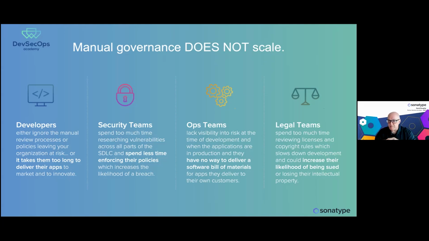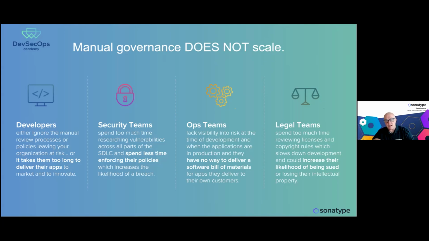Our security teams are spending too much time researching vulnerabilities and less time enforcing policies, which increases the likelihood of a breach. So if you're just trying to find out what vulnerabilities exist, you're not actually checking your code to see if they actually exist in your systems. And operations teams just lack the visibility of the risk as applications are being developed, and then when they're being deployed into production. And there's no way to deliver a software bill of materials to other customers. So you don't have a record of what you used, what was created in a particular application.